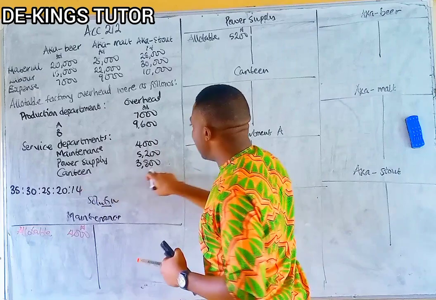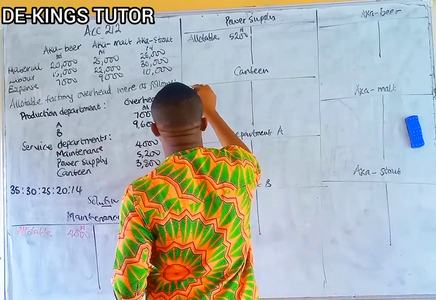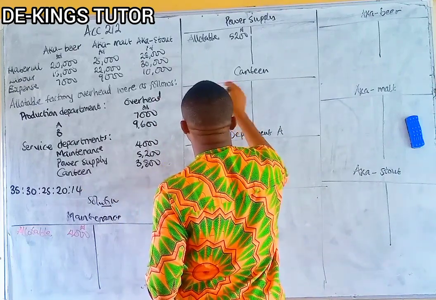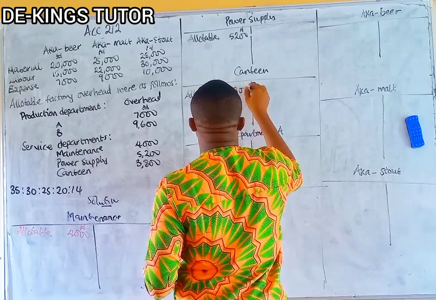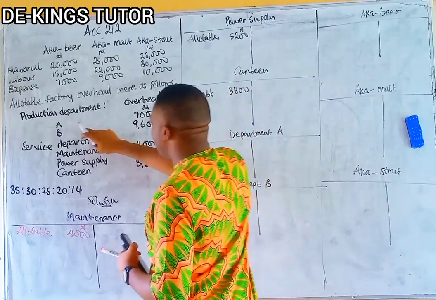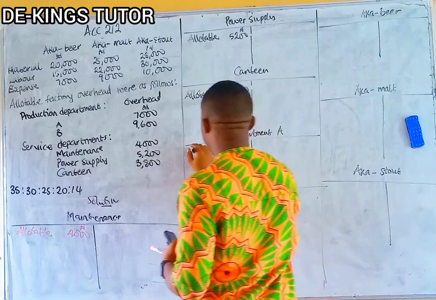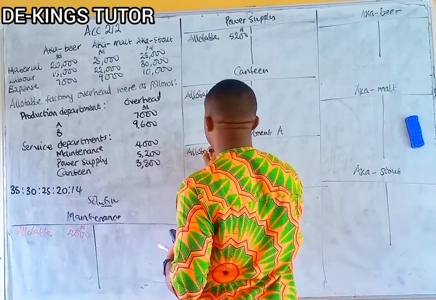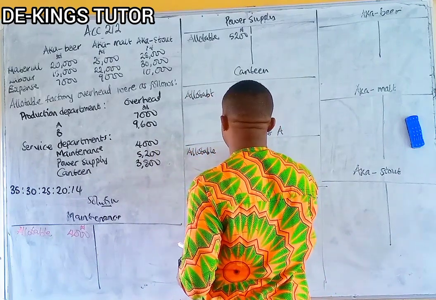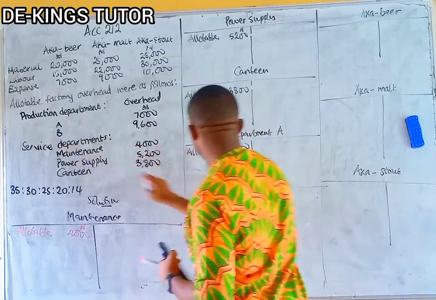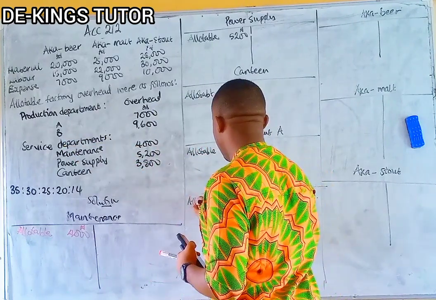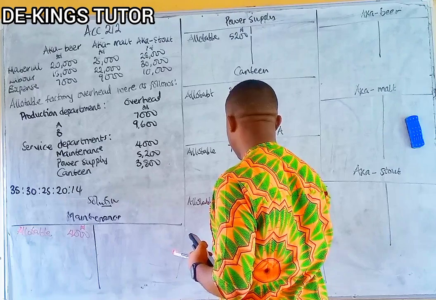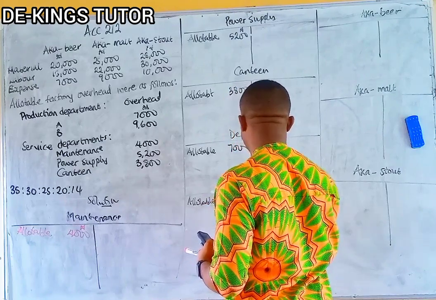Then I'll go to canteen, allocable, 3,800. Then I'll go to production department A, still allocable. How much is it? 7,000. Then I'll go to department B, allocable. How much is it? 96.